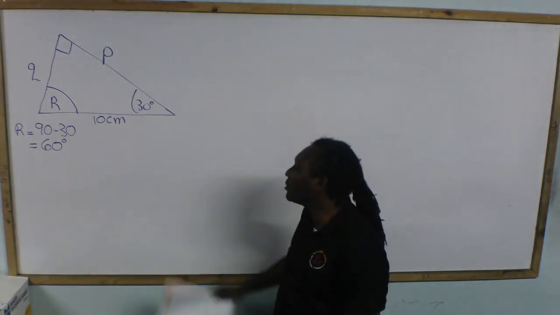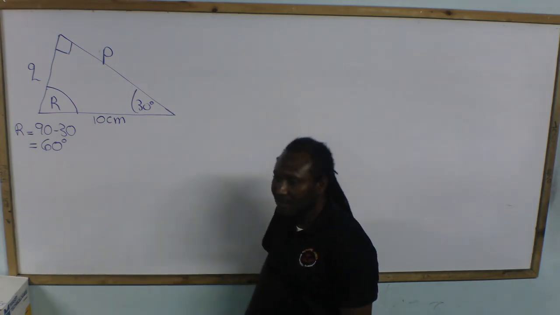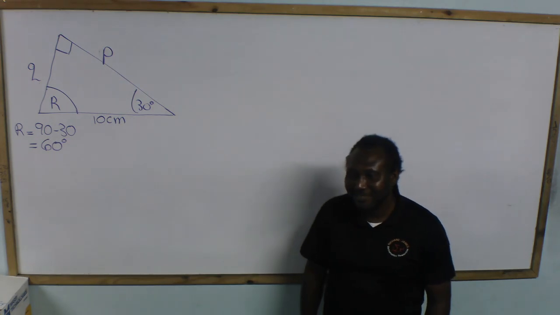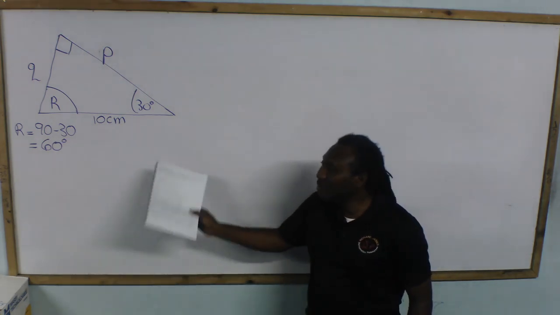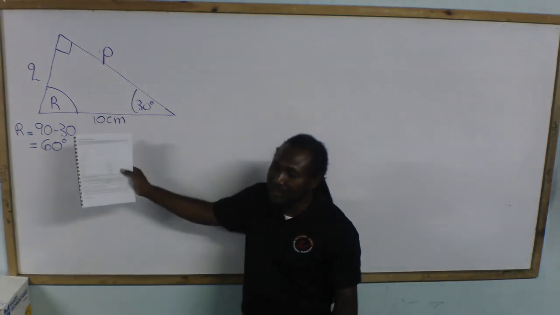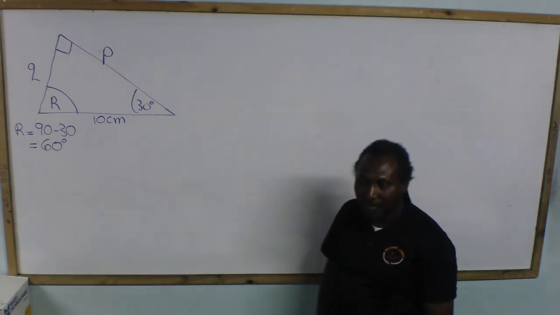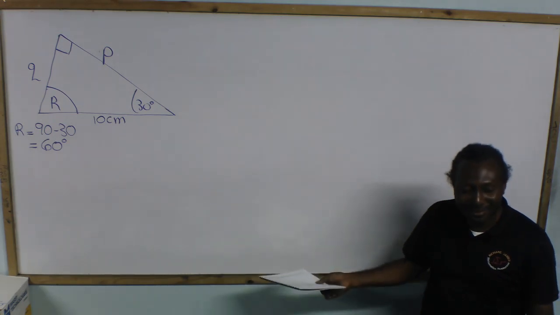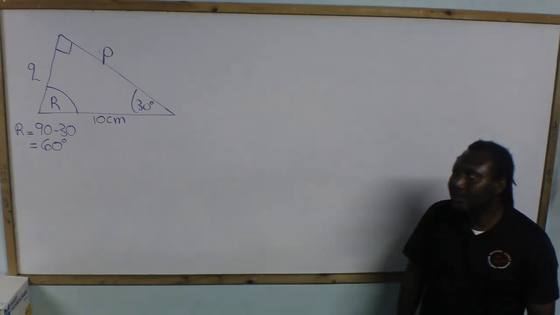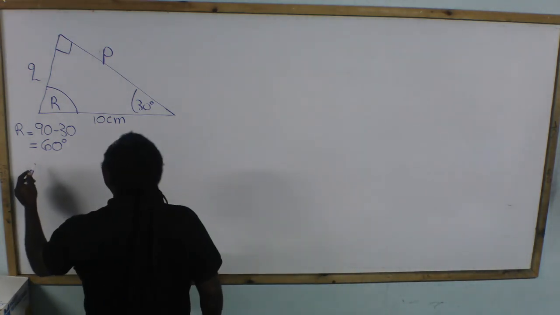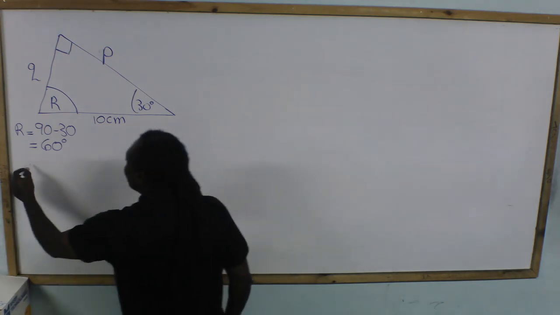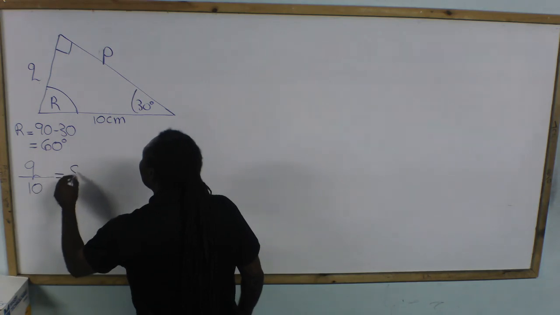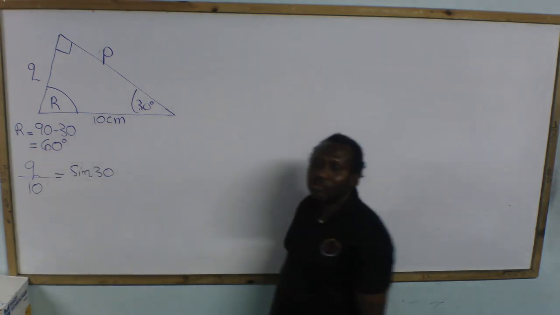Q is opposite to the 30 degrees angle. And what about these 10 centimeters? It is opposite to the right angle. It is the hypotenuse. So you're talking about the opposite and the hypotenuse. What trig ratio are you talking about? Sine. And sine is equal to what? Opposite over hypotenuse. So opposite, in that case Q, over hypotenuse, in that case 10, is equal to sine of 30.